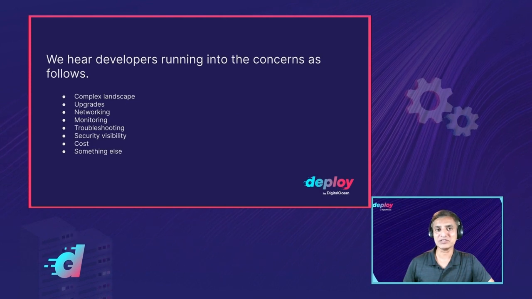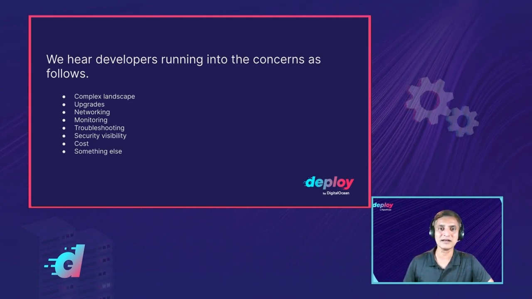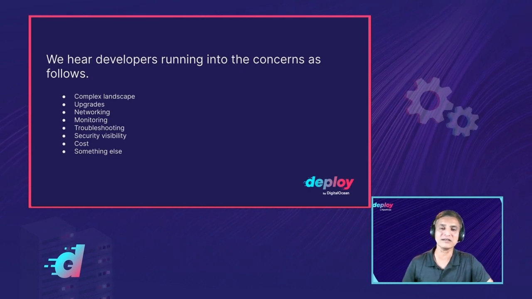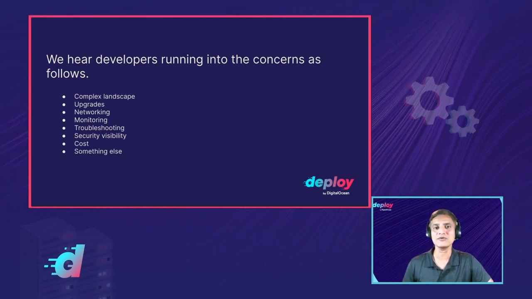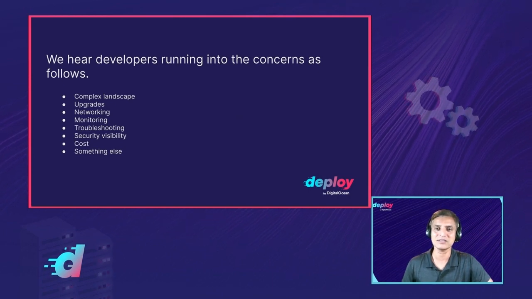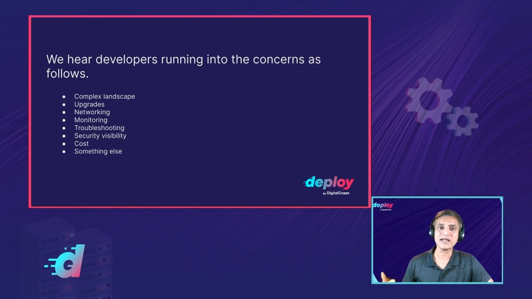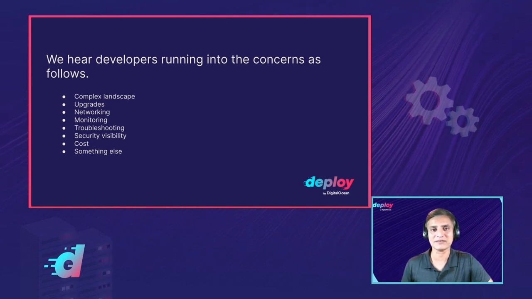The second one is upgrade, which goes along with this changing ecosystem. One release every quarter, and then if you have 10 different products that are running, you have to think about how to upgrade the products as well as Kubernetes so that you don't have any end user traffic impact.